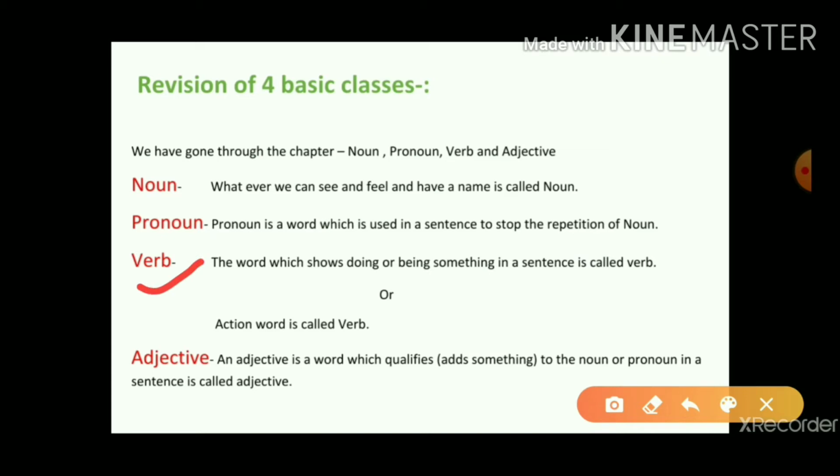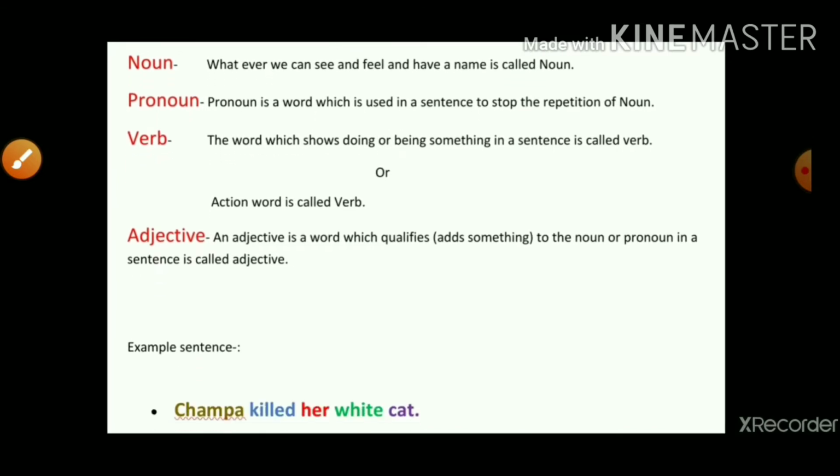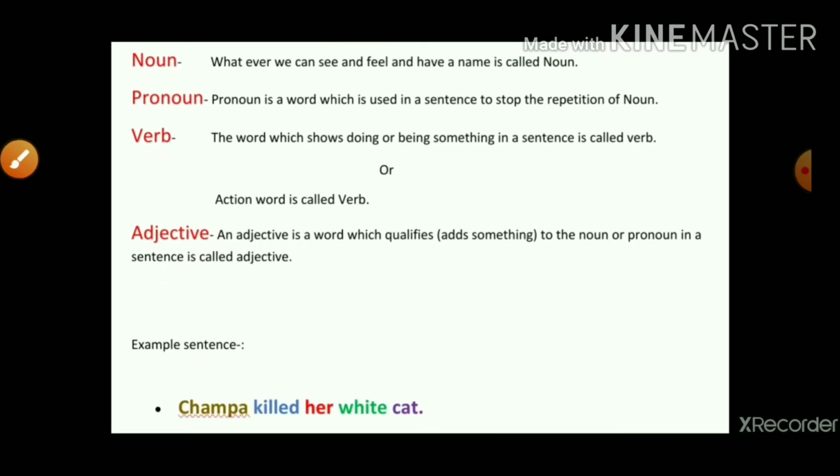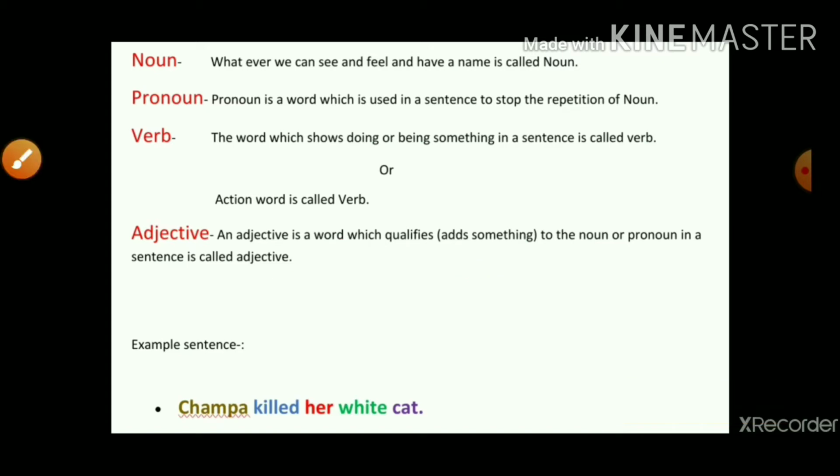The word which shows doing or being something in a sentence is called a verb. The action word, you can say, is called a verb. Then at last we went to the chapter named adjective. An adjective is a word which qualifies or adds something to the noun or pronoun in a sentence. We have gone through all these chapters.